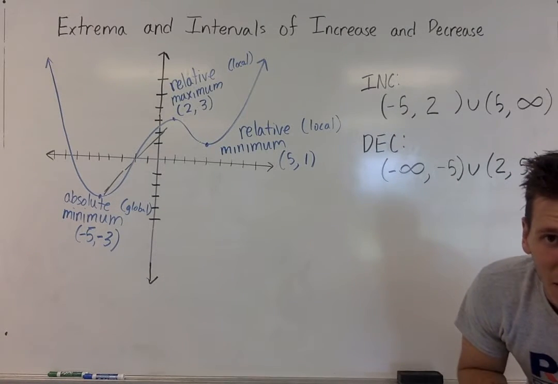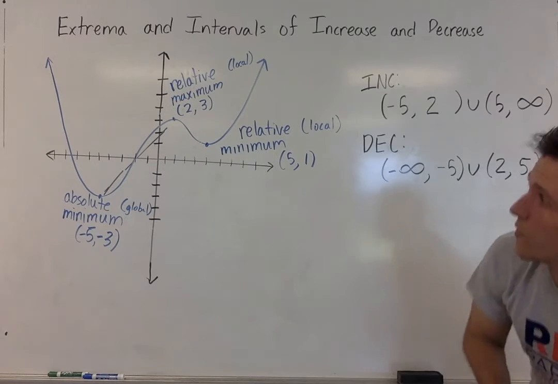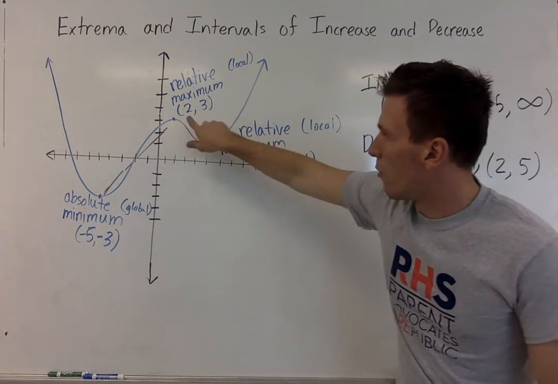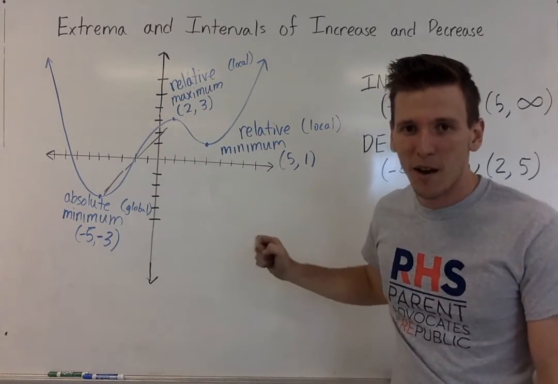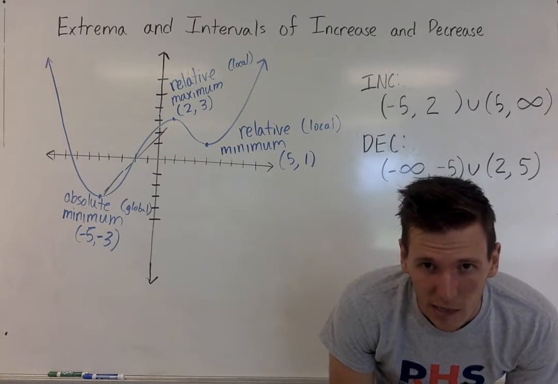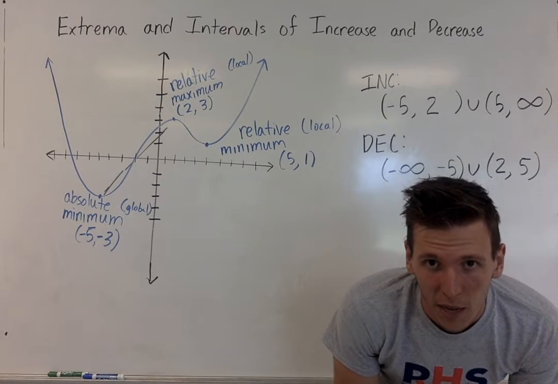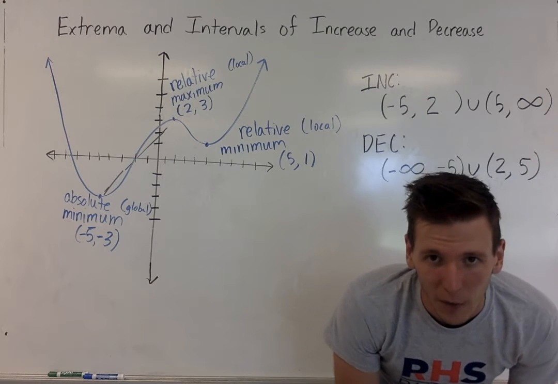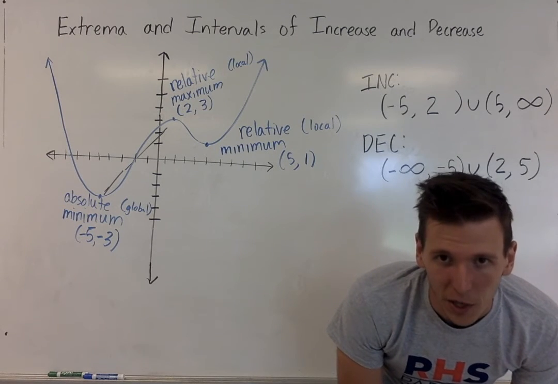And that's it. You use the x-coordinates to talk about the intervals. You use the full point, the coordinate point, to talk about the actual maximum and minima. But for these intervals of increase and decrease, we just use the x-coordinates because that tells us where the behavior is occurring, even if we don't necessarily know how high up or how low down.